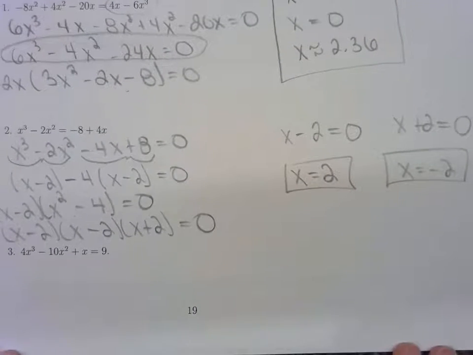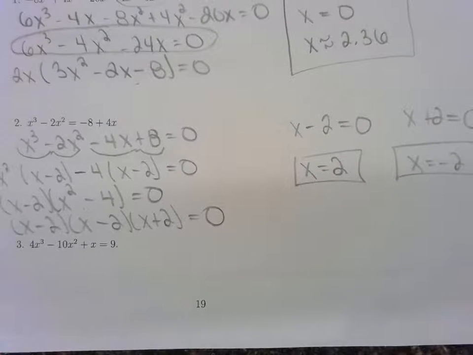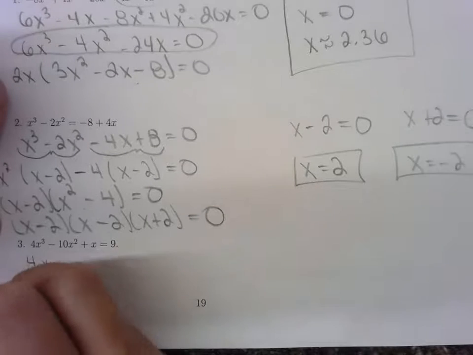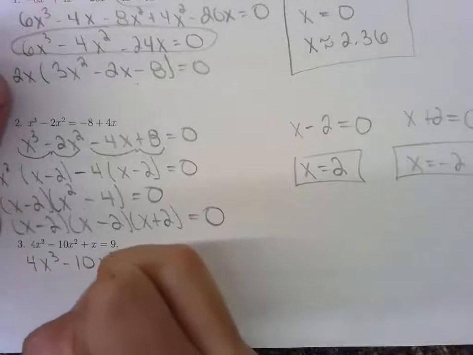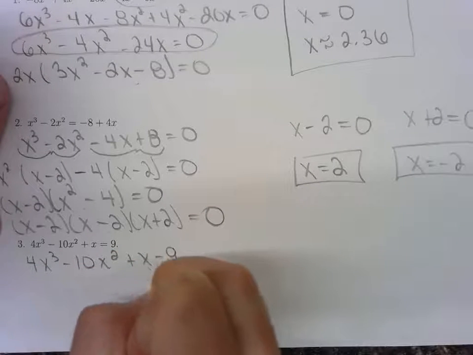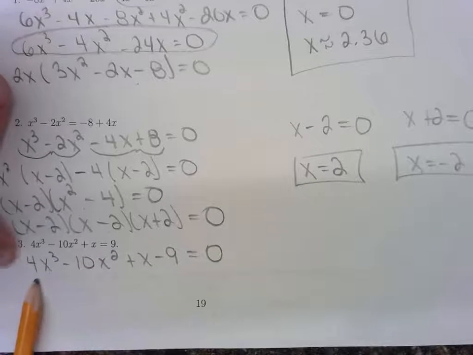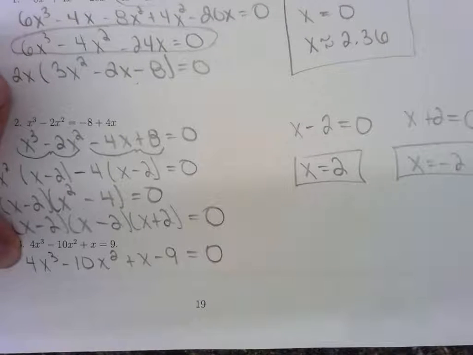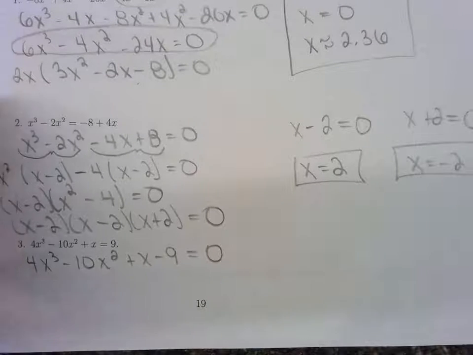And then the very last one, 4x cubed minus 10x squared plus x equals 9. We'll try to factor first. I don't believe this one factors just by looking at it. We could take a 2x out here. No, that's not going to factor. So let's go ahead and graph this.